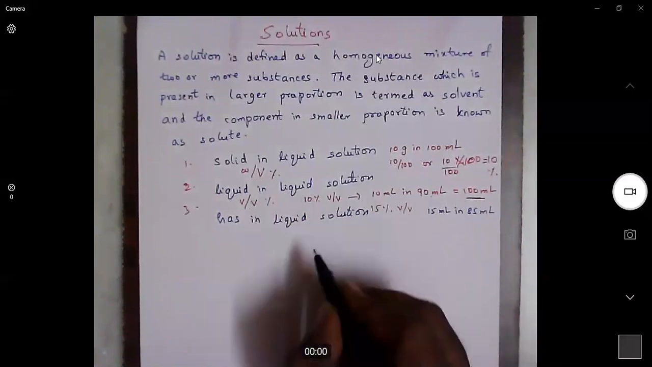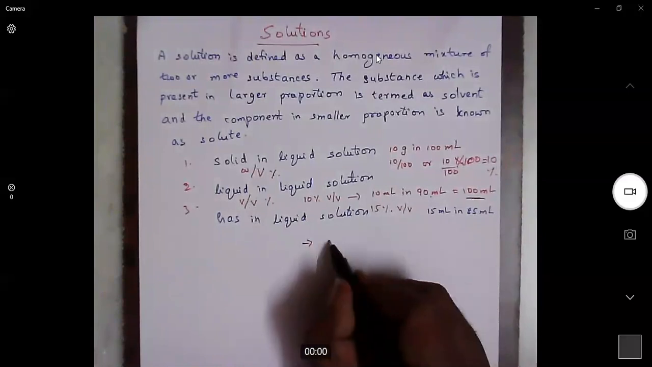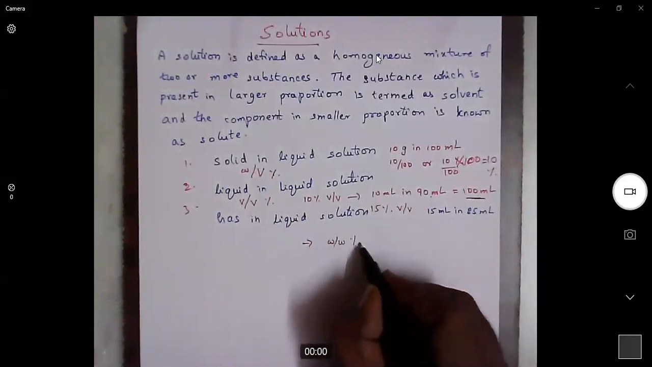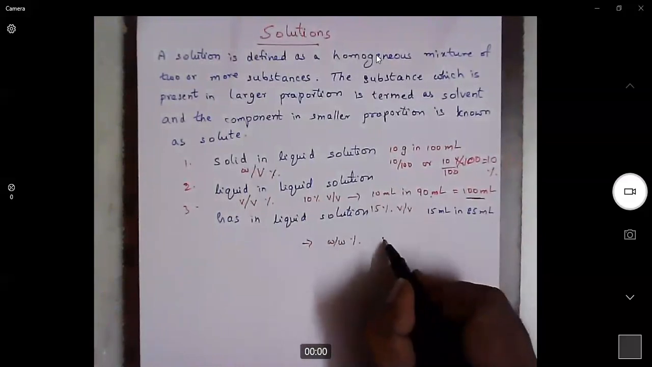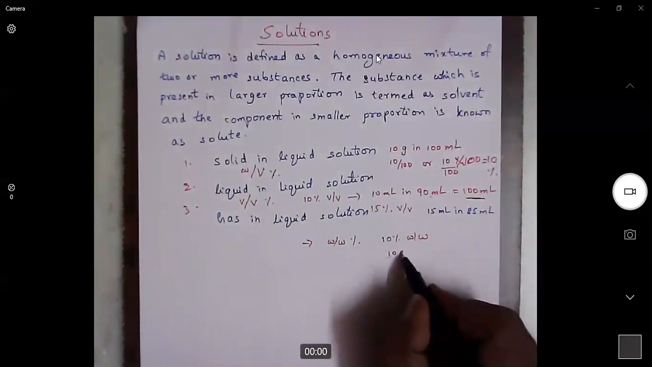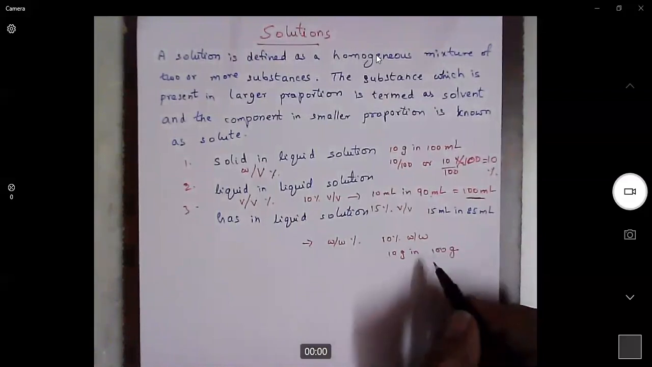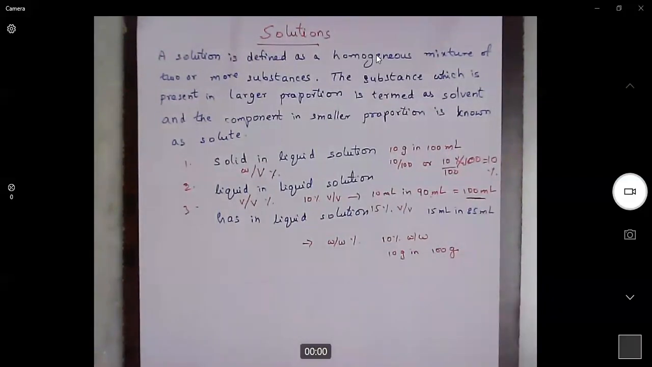We can also have solutions of two different solids. That is called weight by weight percentage. For example, a 10% weight by weight solution means 10 grams in 100 grams. So these are the preliminary or basic types of solutions.